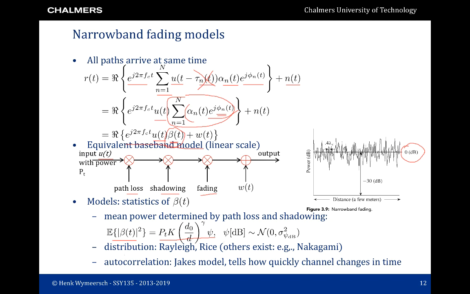Now we still need to go deeper in terms of the statistics. One thing is we need to look at the distribution. So what distribution does beta of t have? And at the autocorrelation: to what extent is beta of t correlated with beta of t a little bit later?